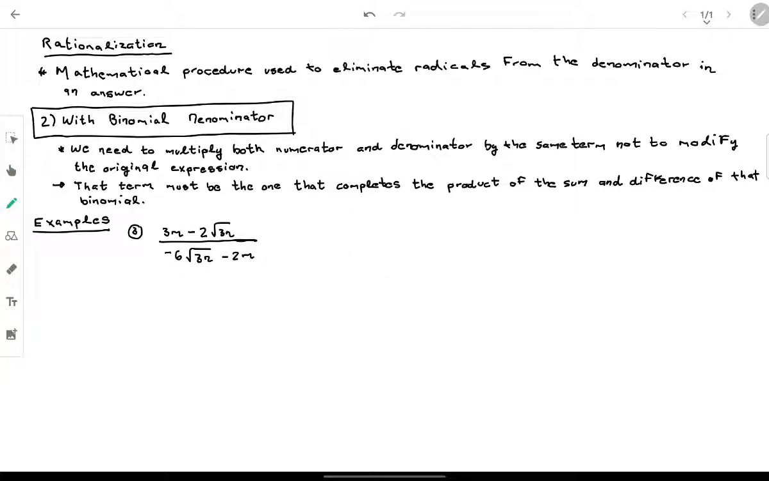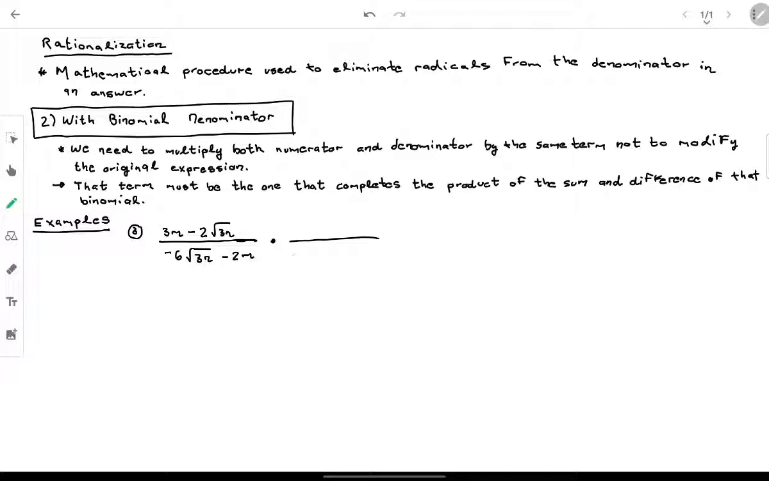So imagine we have something like this, 3n minus 2 that multiplies the square root of 3n, and on the bottom part, we have minus 6 that multiplies the square root of 3n minus 2m. Remember, we need to complete on the denominator the product of the sum and difference. In this case, both of them are negative. Remember the rule from the special product of the sum and difference says that one of the terms does not change sign and the other one needs to change sign.